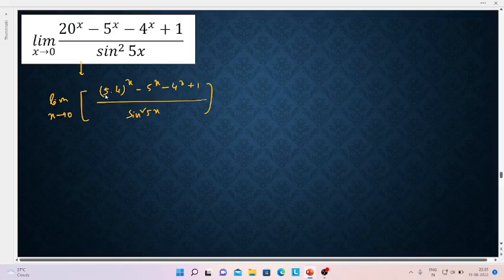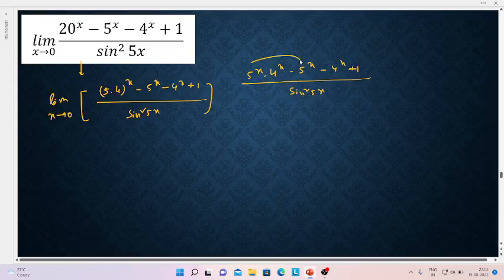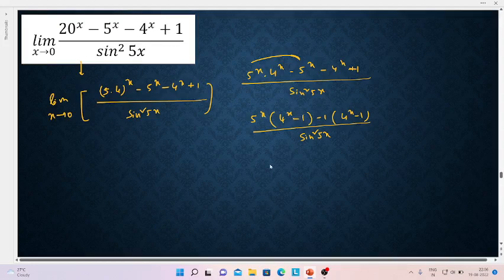Then 5 times 4 to the power x can be written as 5 to the power x into 4 to the power x, and we have minus 5 to the power x minus 4 to the power x plus 1, and on the denominator we have sine square 5x. In these two terms we can take common 5 to the power x, so that will be 5 to the power x times 4 to the power x minus 1, and in the other two terms we can take common negative 1, which gives 4 to the power x minus 1. On the denominator we have sine square 5x. If I take common 4 to the power x minus 1, that will give me 4 to the power x minus 1 into 5 to the power x minus 1 upon sine square 5x.